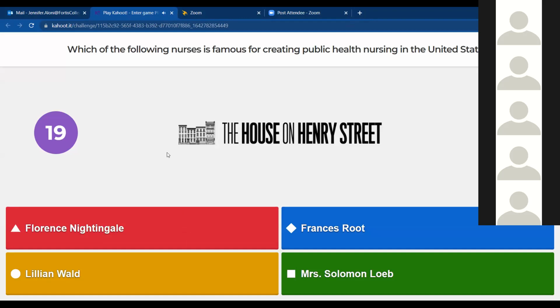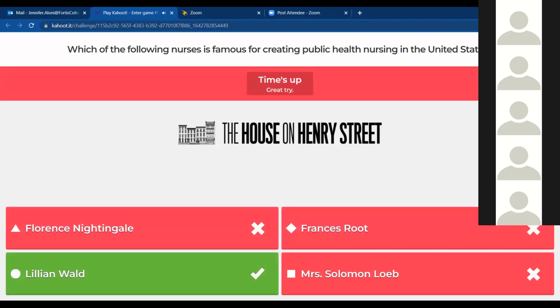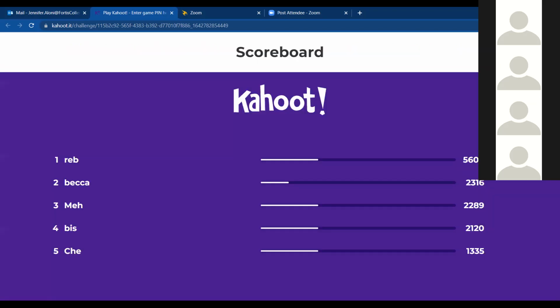Which of the following nurses is famous for creating public health nursing in the US? Oh, I think you just alluded to this. All right, so we had her, but public health nursing was really Lillian Wald, and that was back in our history about public health with her. All right, we're gonna do one more in this Kahoot, and then we'll go to the other one.